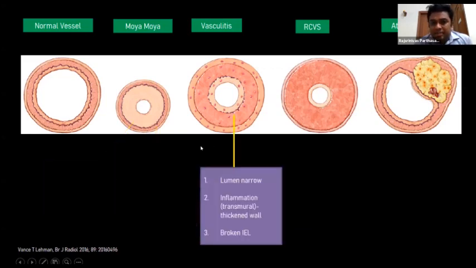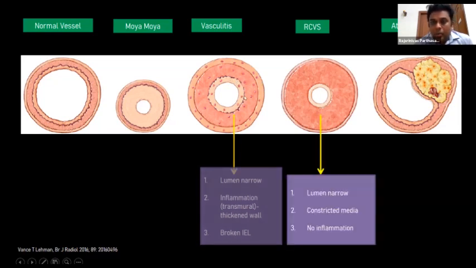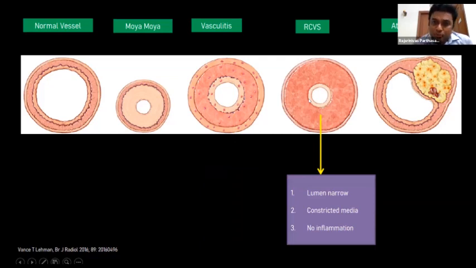In vasculitis, what you see is there is thickening of the wall. There is inflammation that involves all segments, that is the intima, media, and the adventitia, and the internal elastic lamina is broken. What happens in RCVS? Again, there is luminal narrowing, but there is no inflammation in the wall. What happens is the wall thickens because the media constricts, meaning there is overlap of actin and myosin, and therefore there is thickening of the media of the artery in RCVS.